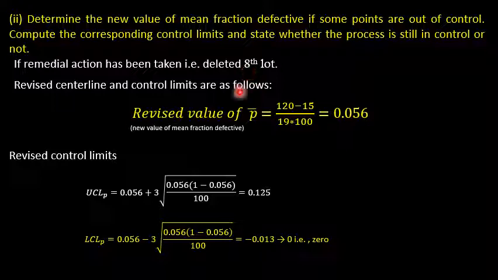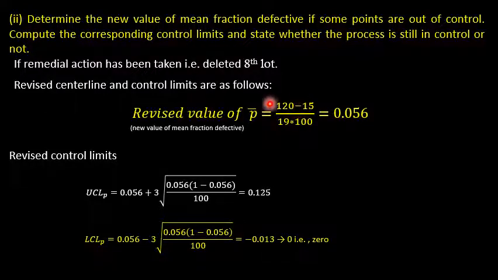So if the remedial action has been taken, that is we deleted point number 8 or lot number 8, then our center line and control limits will be revised. So the revised value of P bar, or we can also say the new value of mean fraction defective, is equal to (120 minus 15) divided by 19 multiplied by 100. What we do here is simply delete lot number 8 from the table, so we get the new summation d.